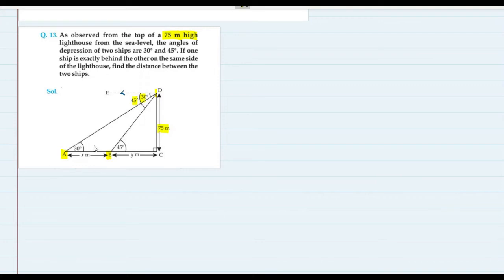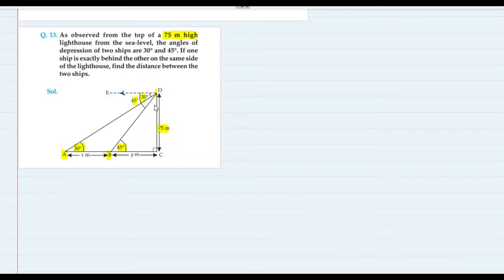Now you would wonder how come this angle is 30 and 45? Yes, because if you see, this is the horizontal line of sight, which is parallel with the ground level or sea level or whatever you call it. If these two are parallel lines, ED and AC are parallel lines, then we can say that angle EDA and angle DAC are alternate interior angles. That's why this angle is 30. And angle EDB and angle DBC are also alternate interior angles. That's why this angle DBC is 45 degrees.